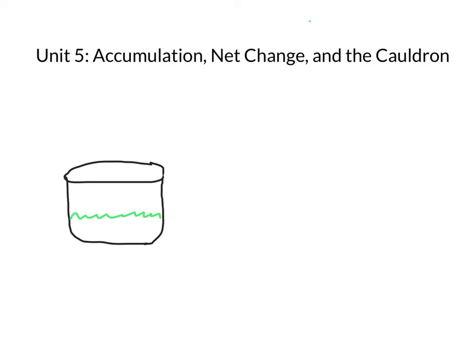So this is from Unit 5, Accumulation, Net Change, and the Cauldron. This is a demonstration that I did live in class, but because I have so many people absent, I thought I would go ahead and record it as a video so that you could watch it, or watch it again. This is Accumulation, Net Change, and the Cauldron, and I drew a cauldron. A cauldron is just a bucket or a pot, something like that.